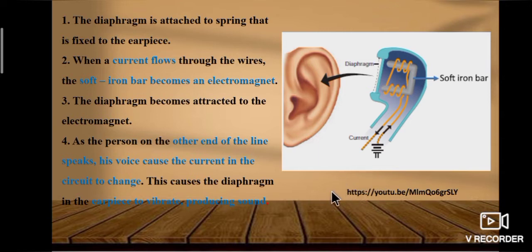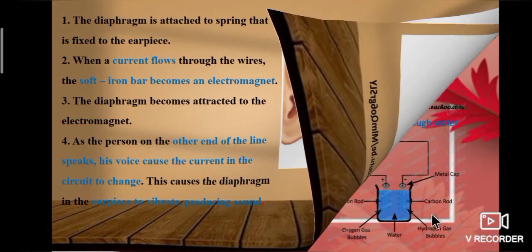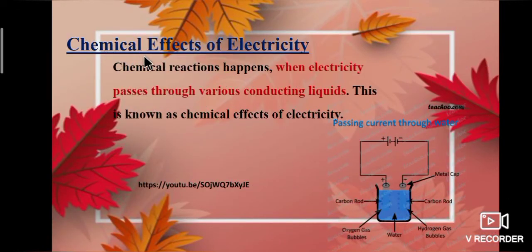To know more details about the magnetic effect of electric current, see the link below. Next, we are going to learn about the chemical effects of electricity. Chemical reactions happen when electricity passes through various conducting liquids. This is known as the chemical effects of electricity.